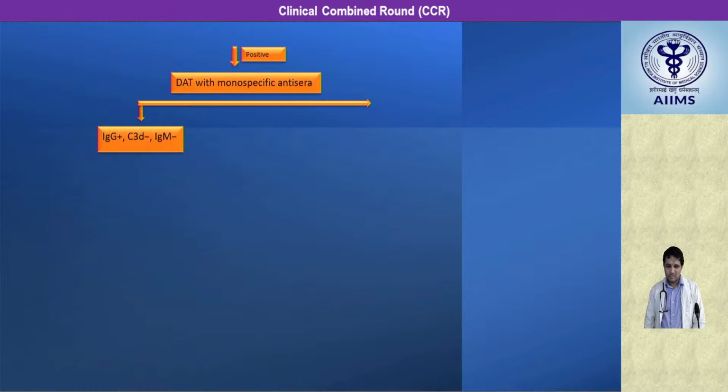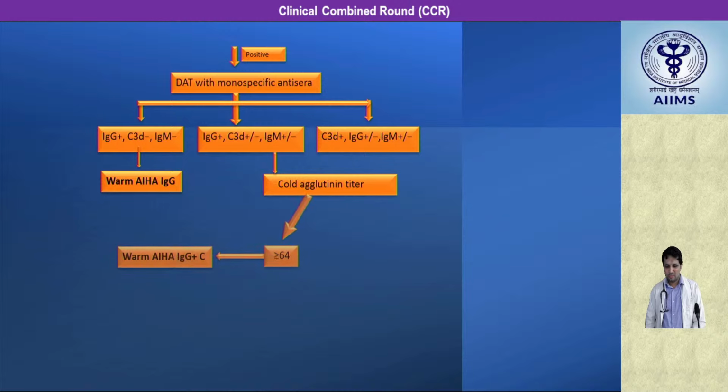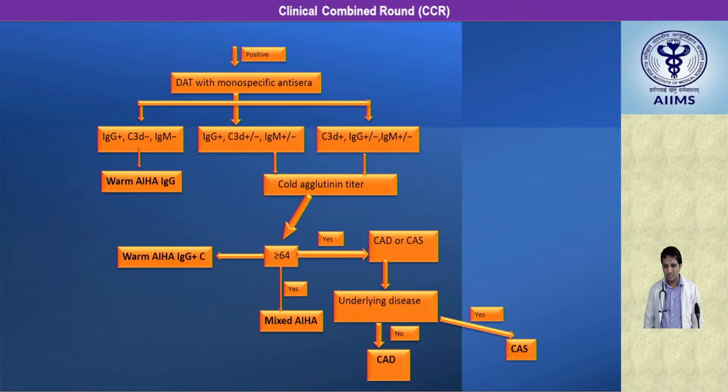If only IgG is present, then this is warm type AIHA. If IgG plus C3d or IgM with a low agglutinin titer is present, then this is again warm. If the titer is more than 64, then this is mixed type. And if there is C3d positivity with an increased cold agglutinin titer, then this is cold agglutinin disease or cold agglutinin syndrome, based on whether an underlying etiology is present. Initially, it was considered that CAD doesn't have an underlying cause, but now enough evidence exists that some lymphoproliferative disorder is going on.